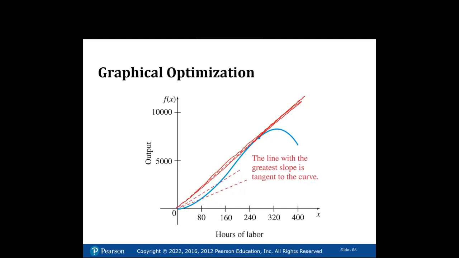Now, the bonus of this greatest slope here means that this is going to be my point that we like the best. That's going to maximize here, optimize hours of labor and output. Kind of cool. All kinds of fun stuff we can do.